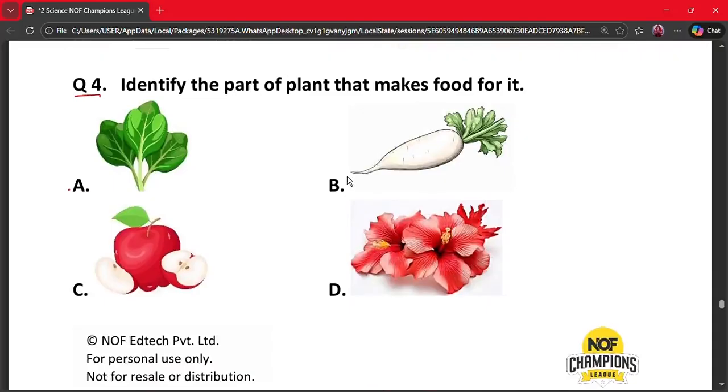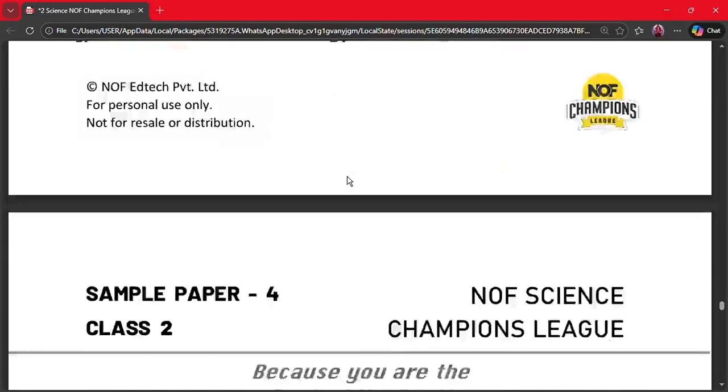Question number 4. Identify the part of plant that makes food for it. A, B, C or D. The correct answer is option A. Why? Because the picture in option A shows the leaf. Leaves make the food for plant through photosynthesis. So the correct answer is option A.